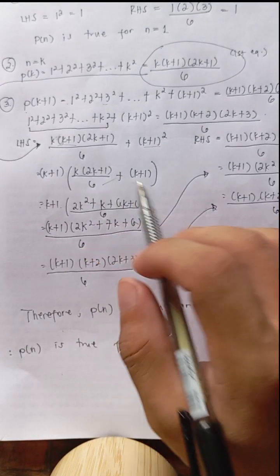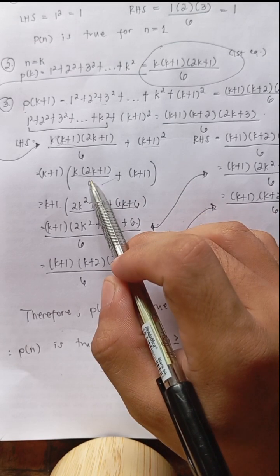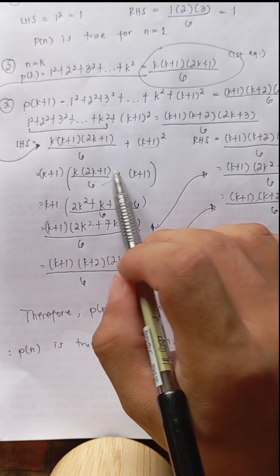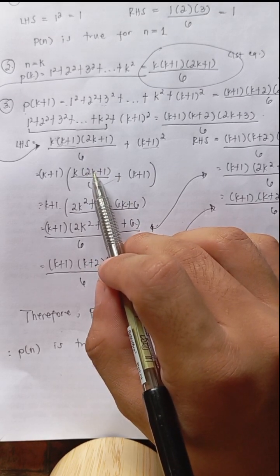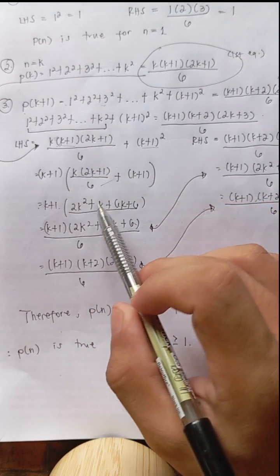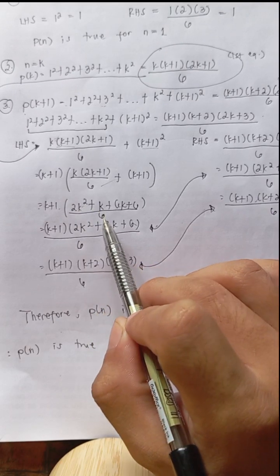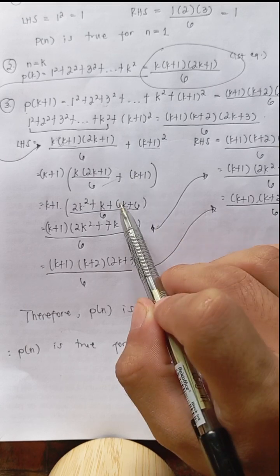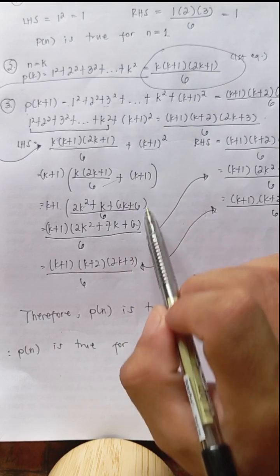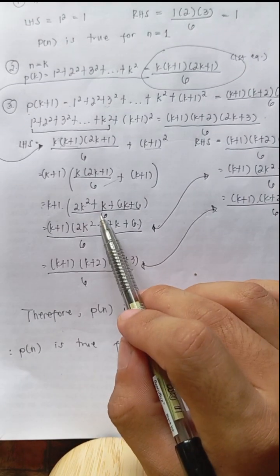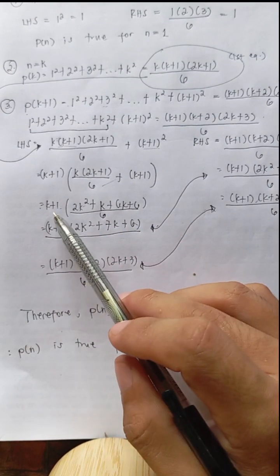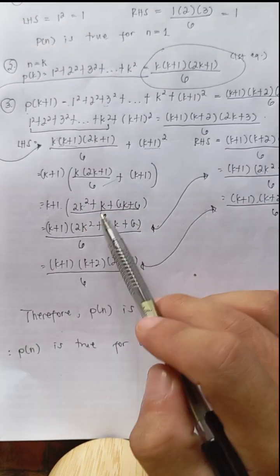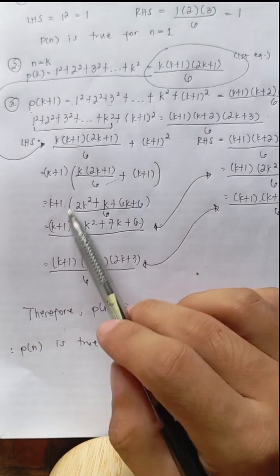Ang kakalabasan niyan is, get the LCD. So, we have 6. So, 6 divided by 6 is equal to 1 times the simplified form of this, which is 2k squared plus k. So, then 6 divided by 1, that would be 6 times k. That would be 6k plus 6 times 1, that would be 6, all over 6. So, we have k plus 1 times the quantity of 2k squared plus k plus 6k plus 6 all over 6.